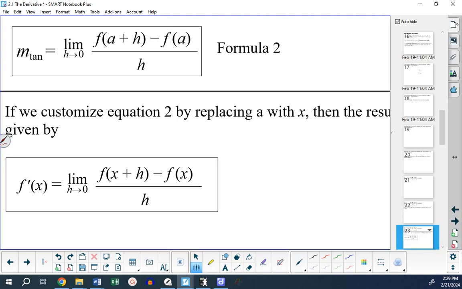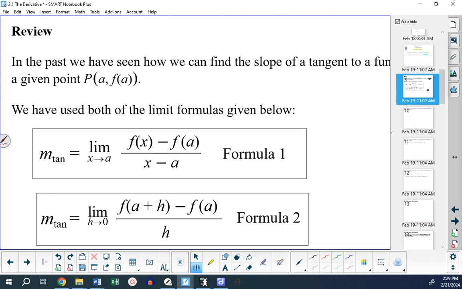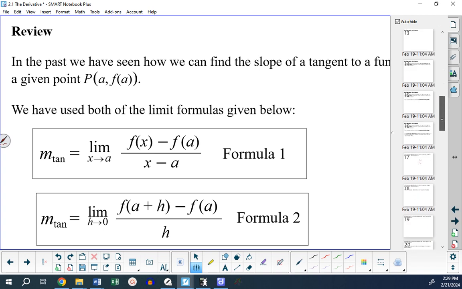If you take Formula 1 and change x to a, there's nothing there. It's going to be the limit as x approaches x, which doesn't make any sense at all, of f of x minus f of x over x minus x. It's not useful. It doesn't go anywhere in a general sense.